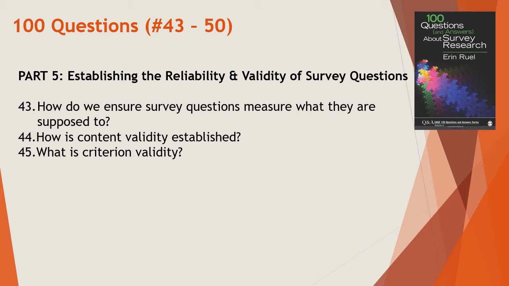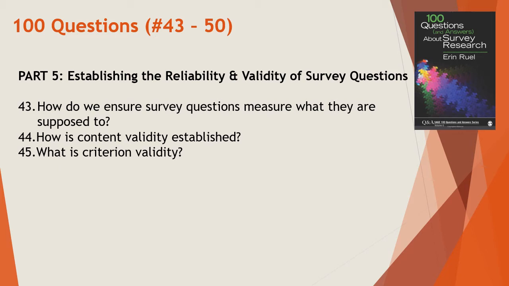Number 45, what is criterion validity? Criterion validity assesses the accuracy of our survey questions against some established independent instrument that measures the same underlying concept. If the two correlate highly, then we have validated our question. The example they give is maybe your survey is trying to predict how well someone will do in college, and the criterion they use was SAT scores.